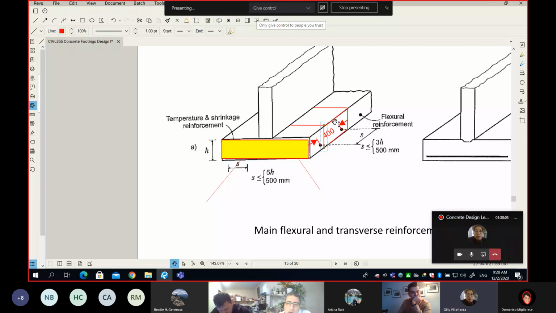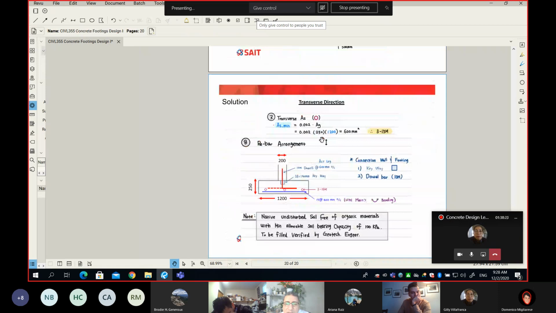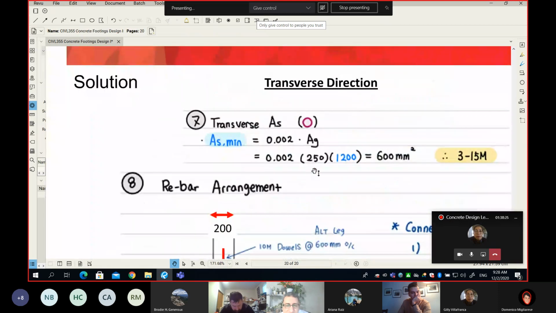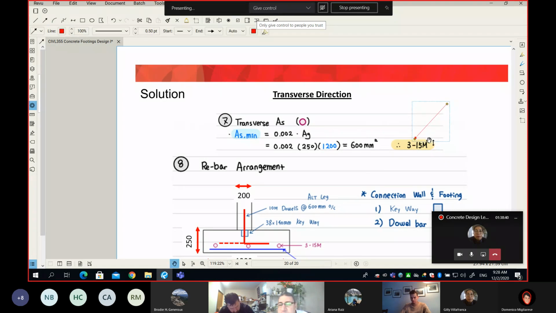Okay. So this direction is the main direction. And what is the transverse? The transverse is this direction. And that's why we take this area and multiply by 2 per 1,000. So 2 per 1,000, let's go back and do it very quickly. 2 per 1,000 multiplied by the thickness, multiplied by the width, you get 600. Simply 600 if we are using 15M, then every 15M is 200 mil. It means finally in this cross section we need 3 15M.